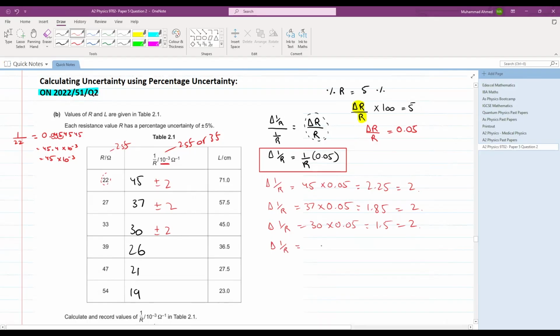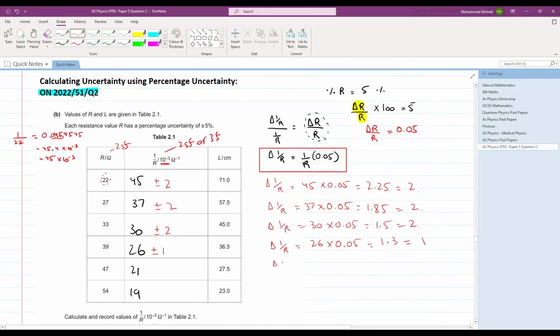Let's do it for the fourth row. Absolute uncertainty in 1 over R is equal to 26 into 0.05. What will this answer come out to be? Let's calculate it. 26 into 0.05 comes out to be 1.3. If I round 1.3 to one significant figure, it comes out to be 1.